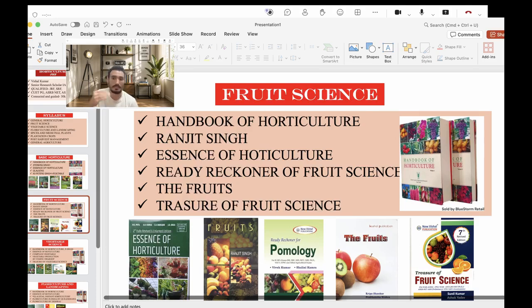It is my favorite book because it is written by Professor Ranjit Singh, who was a scientist as well as head of the department at IARI in New Delhi. This book is basically not reference based, not one-liner based. This one is hybrid based, and you will find many useful pieces of information in it. But this book is written in small letters, so you will find difficulty while reading it, but in the course of time you will become habitual of this book.